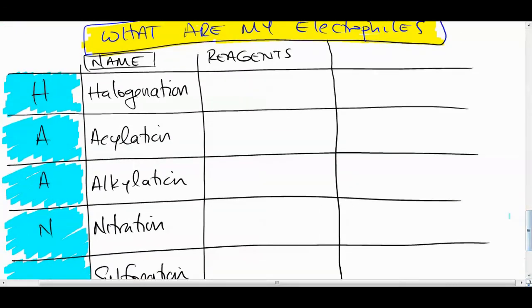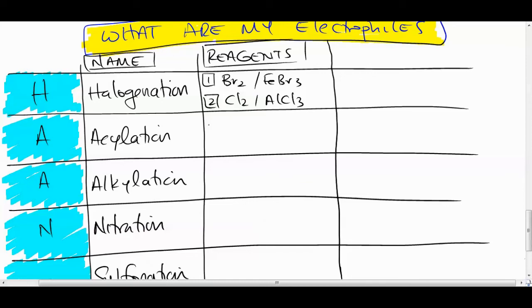Alright, did you want to check your notes? Okay, you can go ahead and check your notes. We're mainly going to be doing Br2 and FeBr3, Cl2, AlCl3, and some Lewis acid. Mainly you're going to see bromination and chlorination.